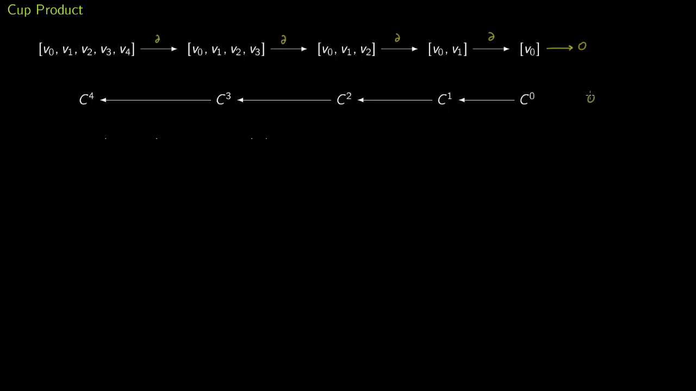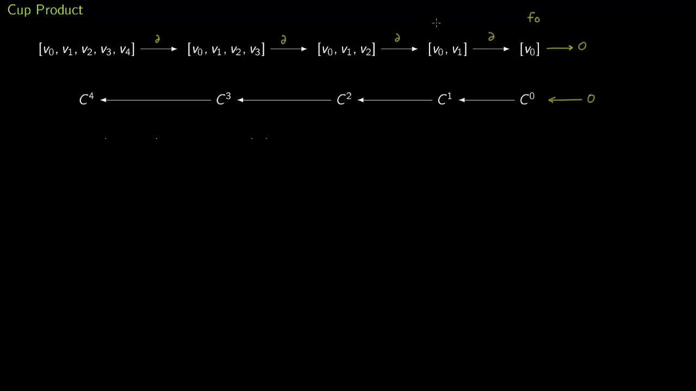A cochain complex consists of functions which act on these simplices. These singular simplices, functions will act on them, and that is precisely what a cochain complex is. So say you have some function f0 acting here. So f0 acts on v0. So f0 lies in this cochain complex.